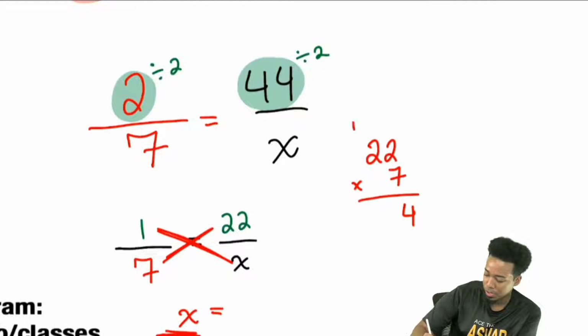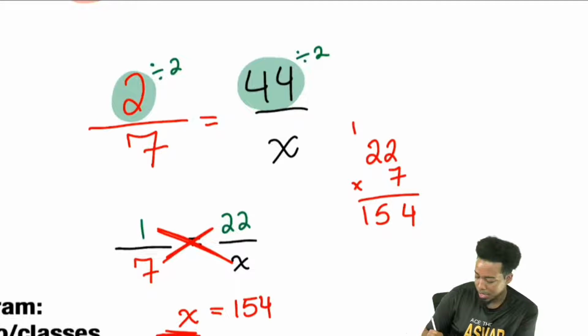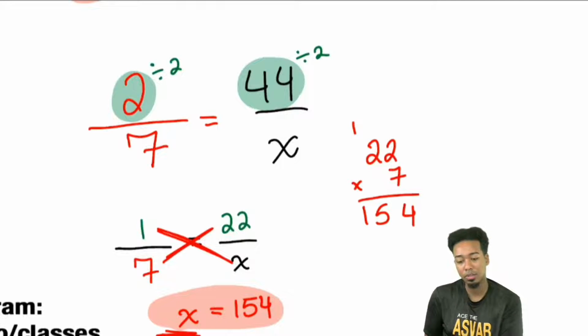2 times 7 is 14. Bring back the 1 to get 15, 154.